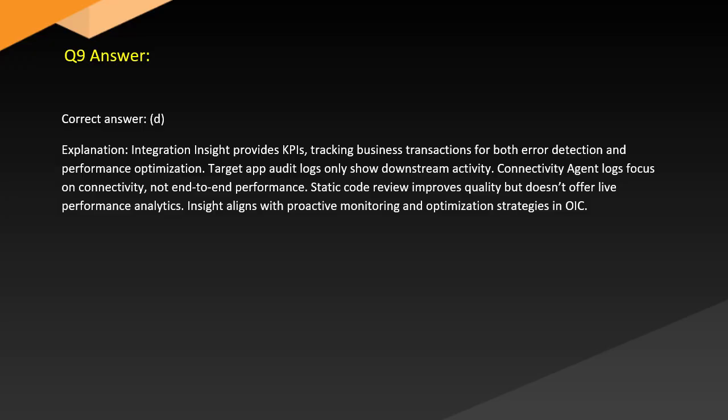Answer. Correct answer: D. Explanation. Integration Insight provides KPIs tracking business transactions for both error detection and performance optimization. Target app audit logs only show downstream activity. Connectivity agent logs focus on connectivity, not end-to-end performance. Static code review improves quality but doesn't offer live performance analytics. Insight aligns with proactive monitoring and optimization strategies in OAuth.